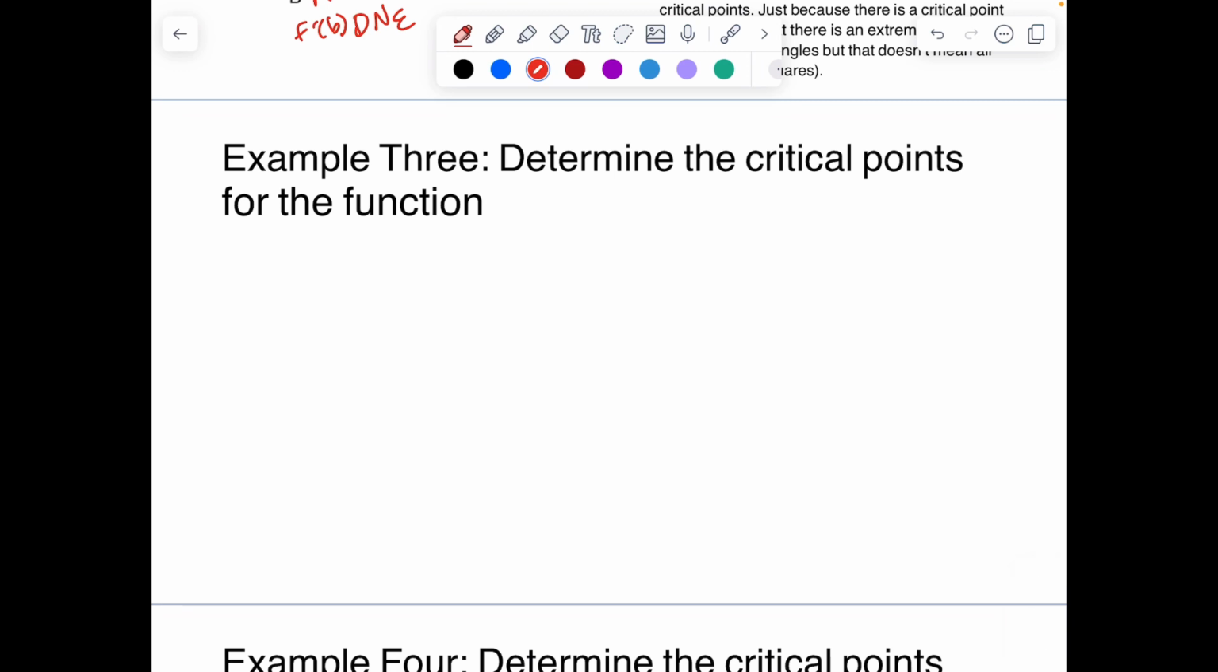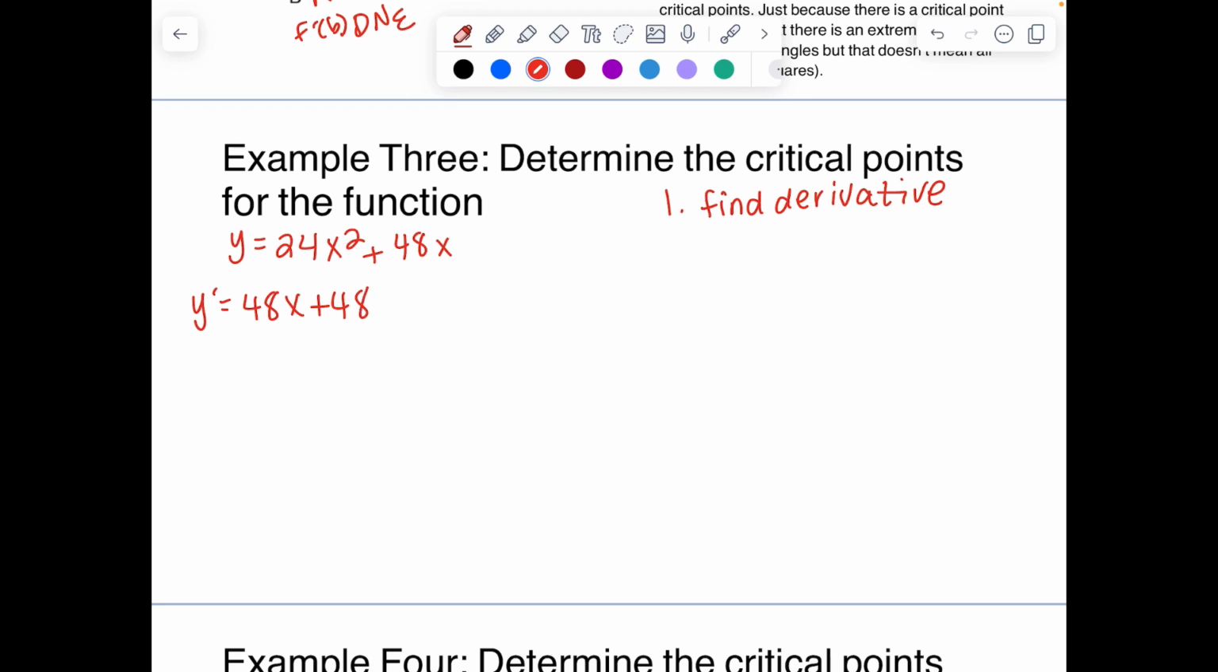Example 3 says determine the critical points of the function. To find critical points, if we're not looking at the graph, we have these little steps here. The critical point definition has to do with the derivative, so the first thing we're going to do is find the derivative. That's our first step. The derivative of 24x squared is 48x plus 48.